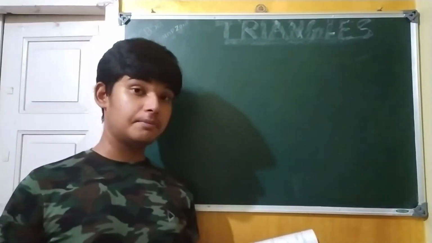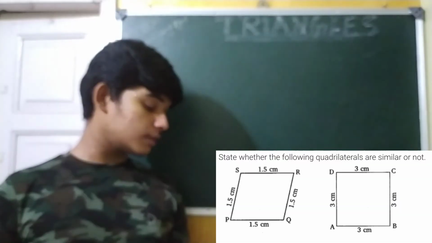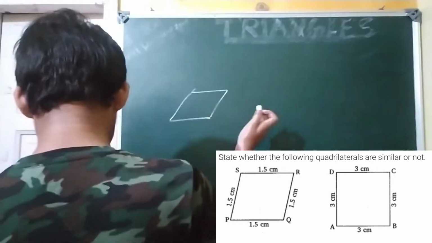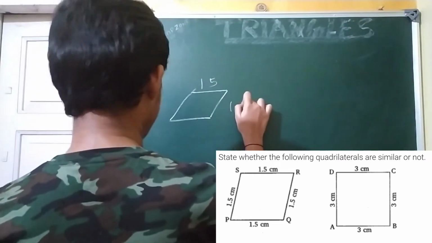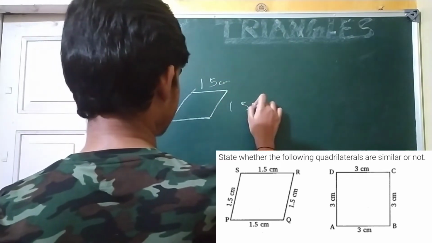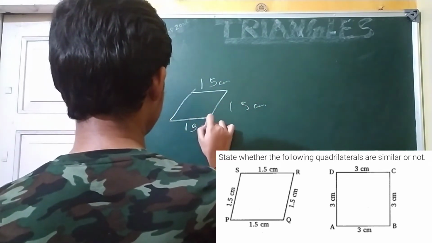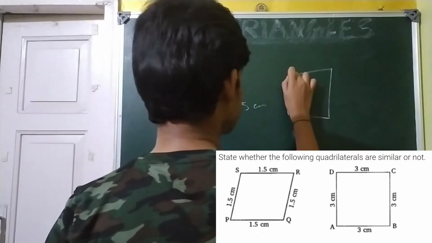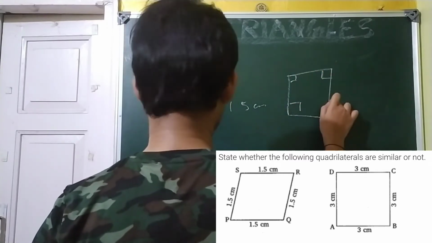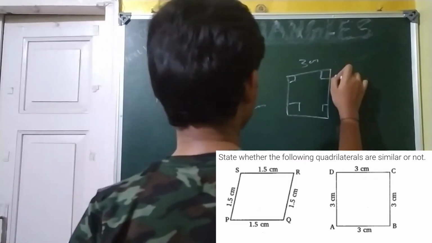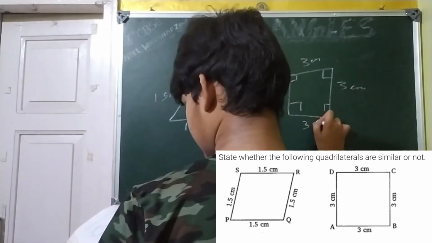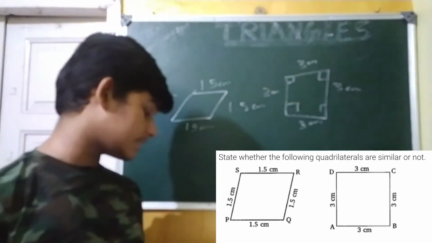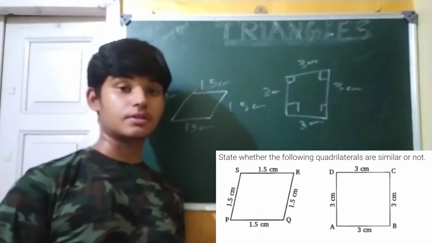So the next one might be a little tricky. State whether the following quadrilaterals are similar or not. And they gave this diagram. They wrote 1.5 centimeters, 1.5 centimeters, 1.5 centimeters, and 1.5 centimeters. On the other hand, we have a square which has 3 centimeters, 3 centimeters, 3 centimeters, and 3 centimeters. I'm sorry about my handwriting, but basically they are asking if both of these quadrilaterals are similar or not.